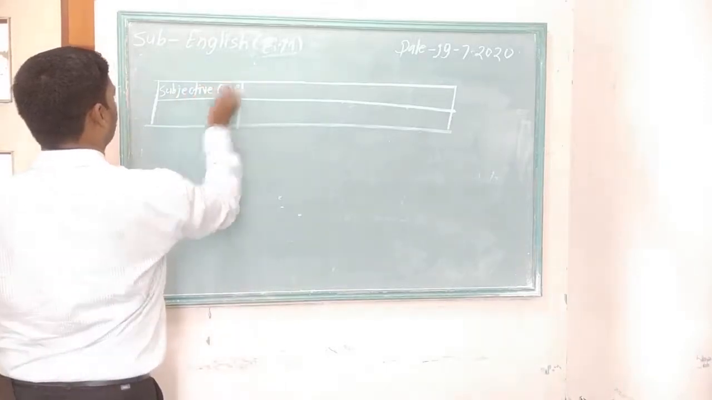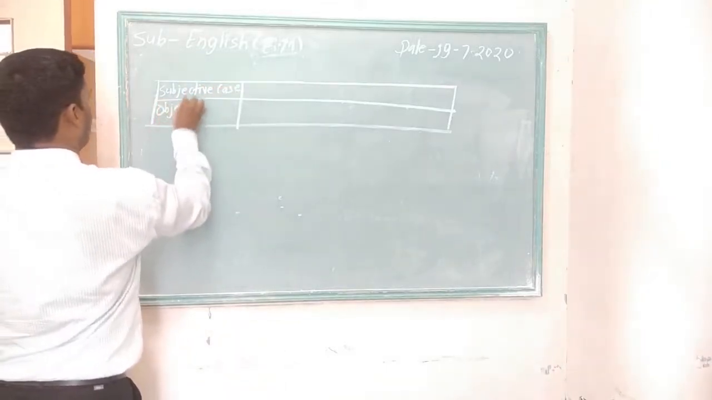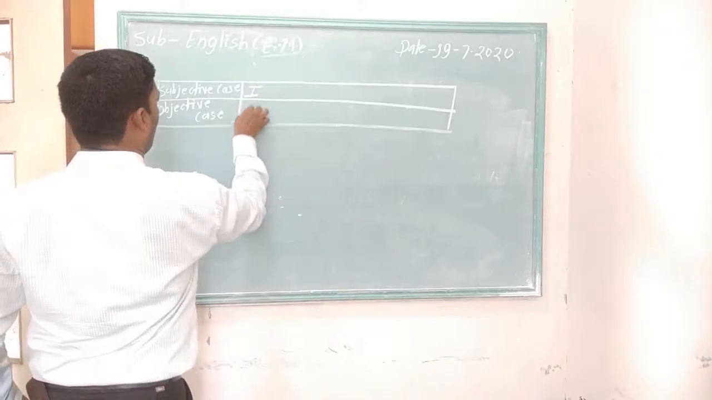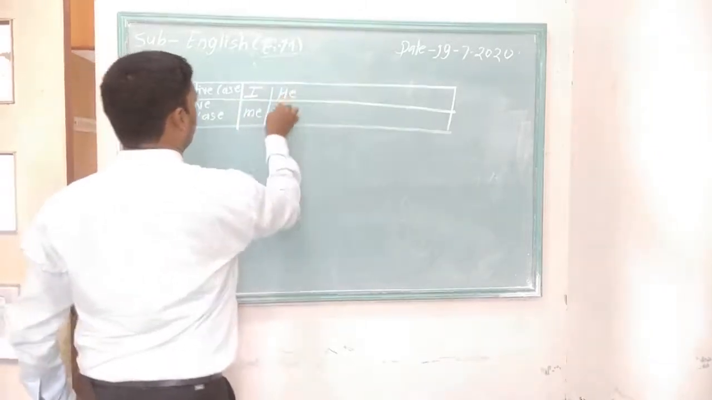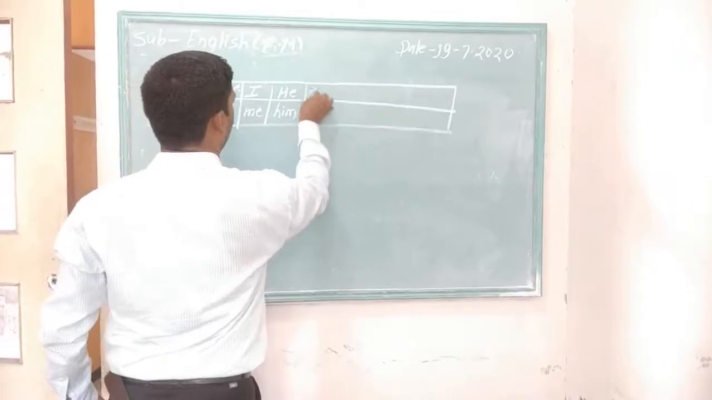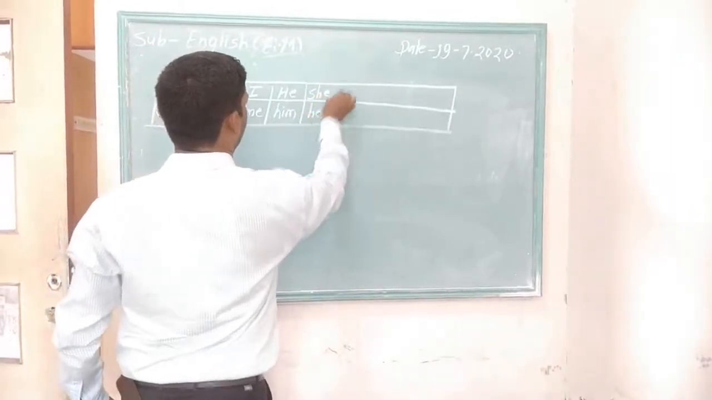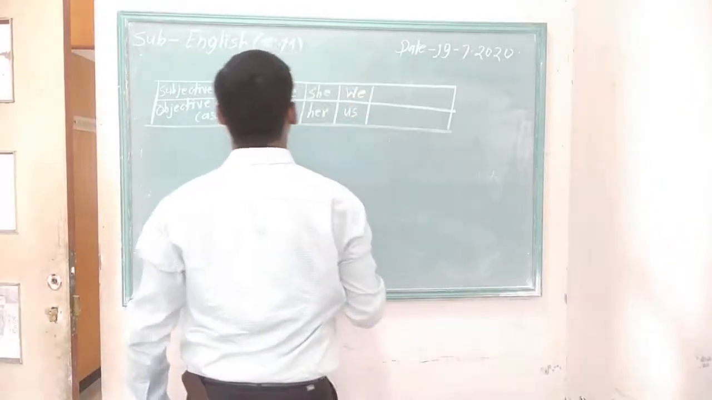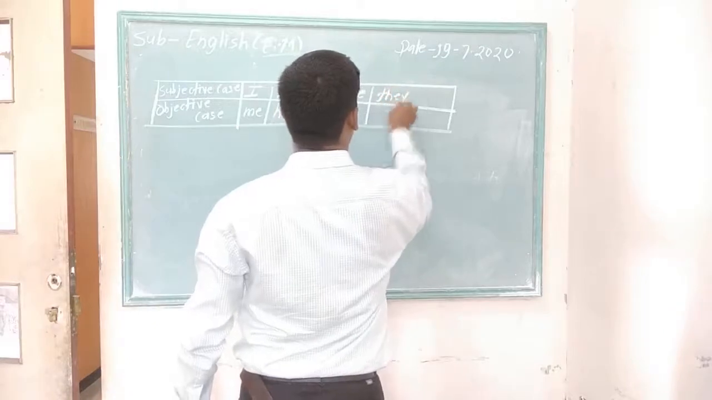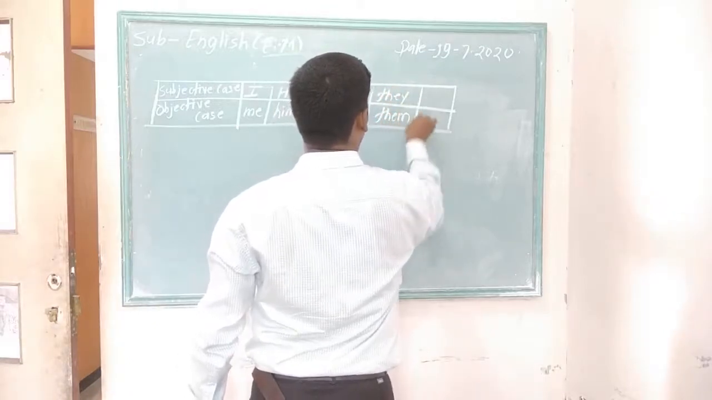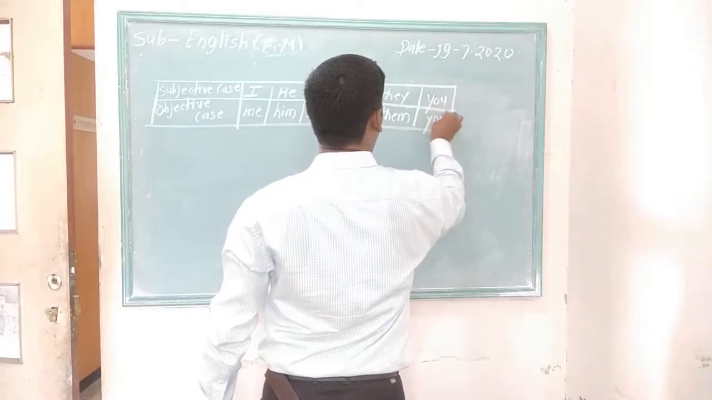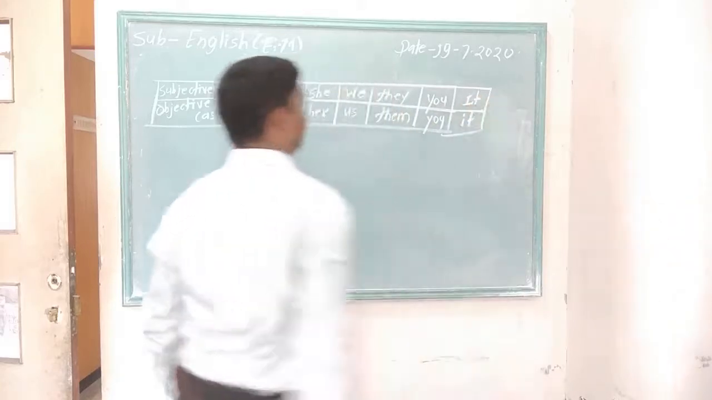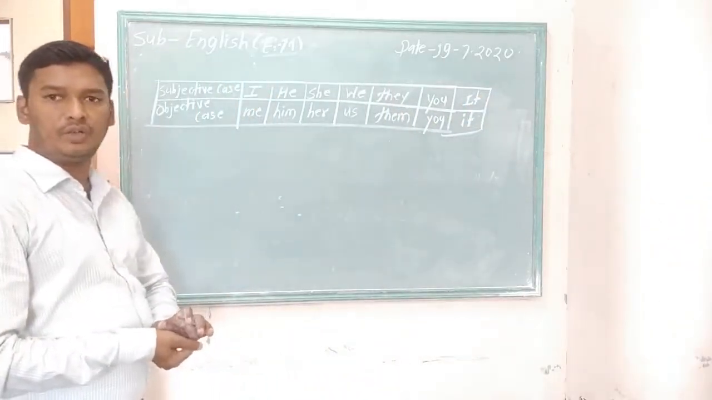Subjective case and objective case. I into me, he into him, she into her, we into us, they into them, you into you, and it into it. These are the subjective and objective case.